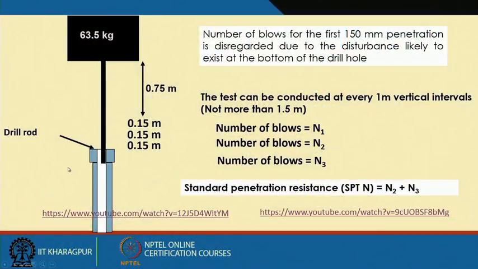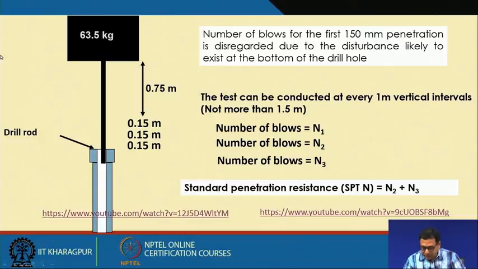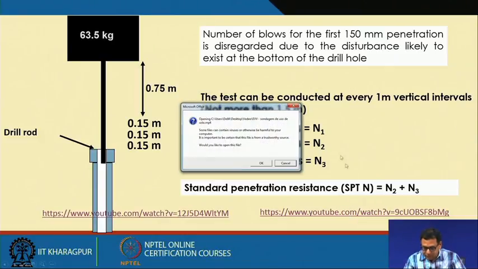The advantage is that in this test we are collecting the soil sample as well as measuring the N value, or the SPT value. The soil sample which we collect, we can use to determine the soil properties through laboratory tests, and the N value we can also use to determine the soil properties. We have another YouTube video on this as well.